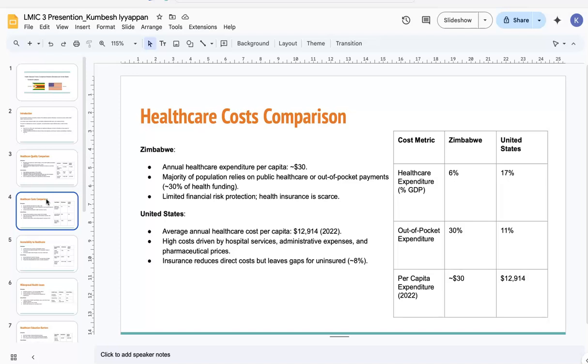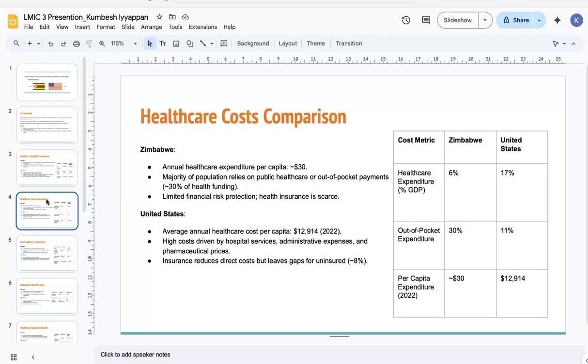Next, talking about healthcare cost comparison, Zimbabwe has annual healthcare expenditure per capita of around just $30, and the majority of the population relies on public healthcare provided by the government or out-of-pocket payments they have to make for their medical needs. There is limited financial risk protection in the country, and health insurance is very scarce as only the high-income group in the country is able to afford health insurance plans.